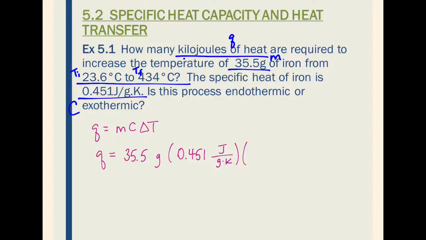1 degree Celsius and 1 Kelvin are equivalent amounts of energy. So since I'm going to be subtracting my Celsius temperatures anyway, I can really just substitute that Kelvin for Celsius here. If that bothers you, you're welcome to convert both of the Celsius temperatures to Kelvin and then subtract. You'll still get the same number. Just as a reminder, you take your Celsius temperature and add 273 to get the Kelvin temperature.